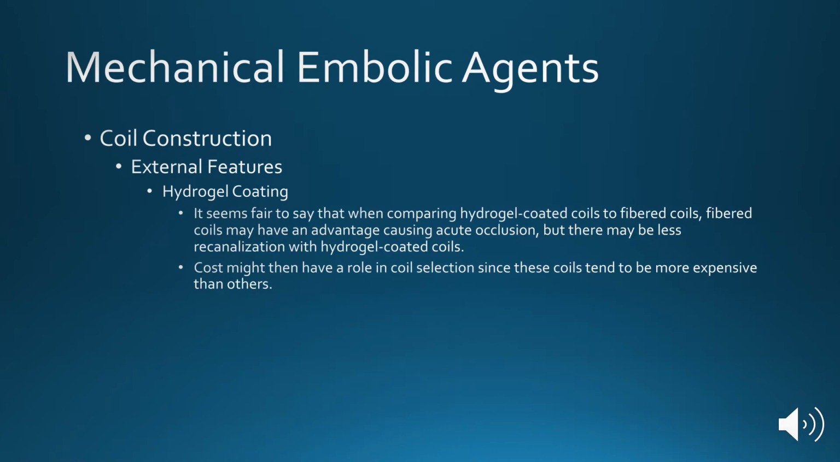So it seems fair to say, based on the data, that when comparing hydrogel-coated coils to fibred coils, fibred coils may have an advantage causing acute occlusion, but there may be less recanalization with hydrogel-coated coils. Cost might then have a role in coil selection, since these coils tend to be more expensive than others.